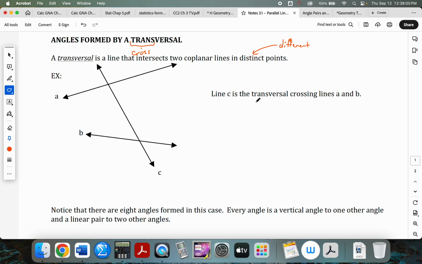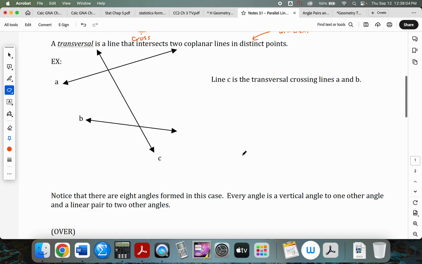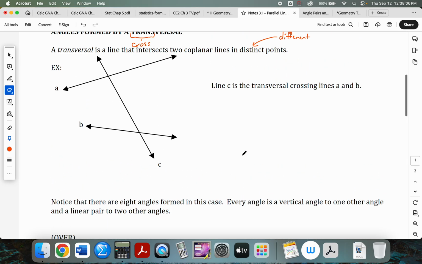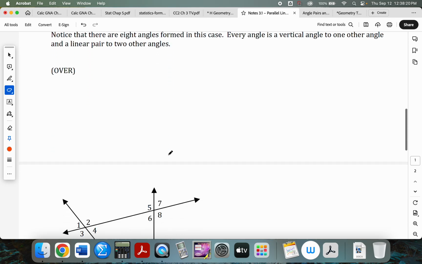So here, C is the transversal crossing lines A and B. Notice when I do that, there are 4 angles formed up here and 4 angles formed down here. That's always going to happen when you have 2 lines crossed by a transversal. There are always going to be 8 angles, every single time.